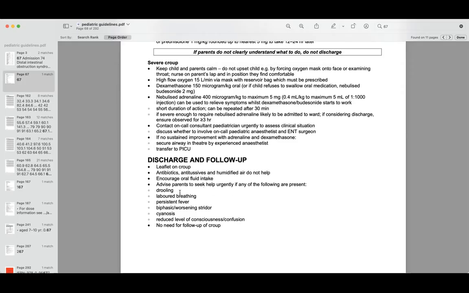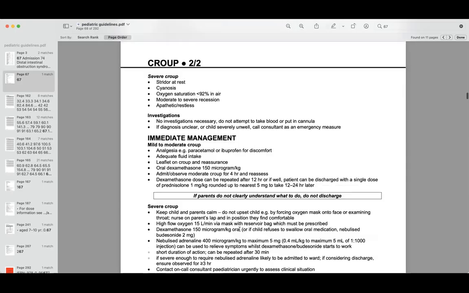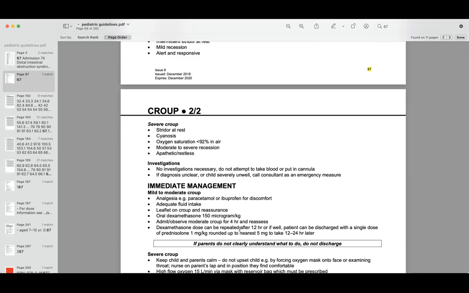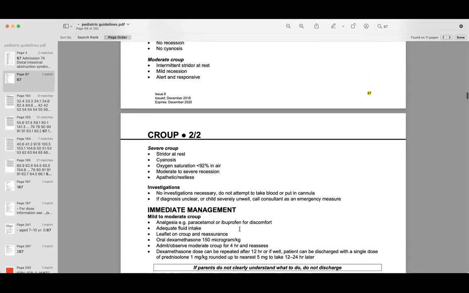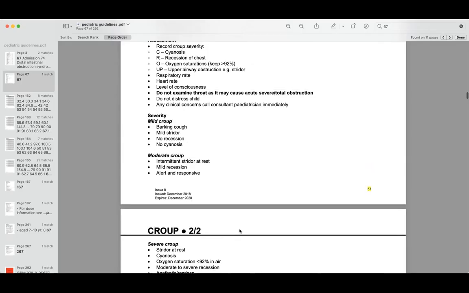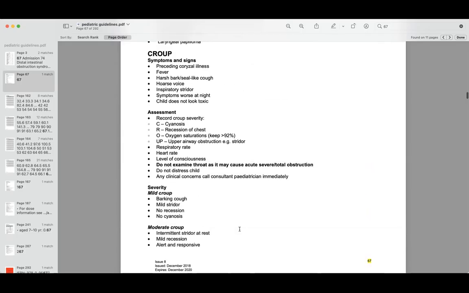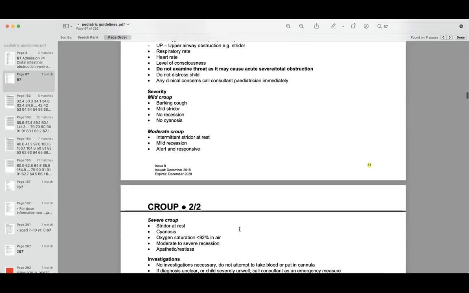And the drooling is mainly for epiglottitis, persistent fever and increasing toxicity maybe for bacterial tracheitis. Worsening stridor can be again severe croup or foreign body. Cyanosis, reduced level of consciousness can be a feature of severe croup. The saturation which has to be remembered as standard is 92%, even in croup, even in asthma. Less than 92% will come under the category of severe croup and also severe asthma and life-threatening asthma.